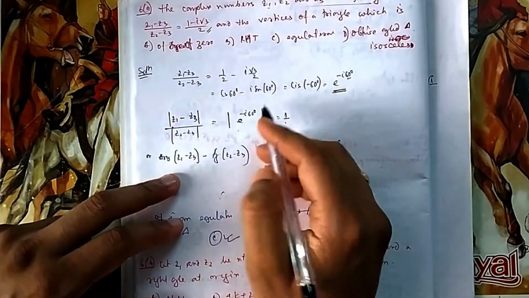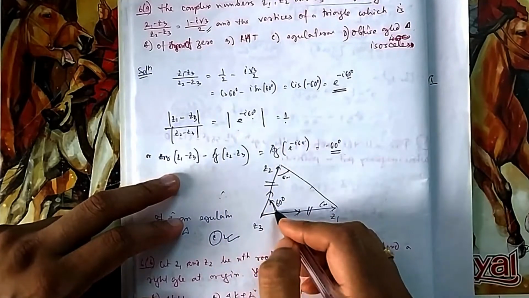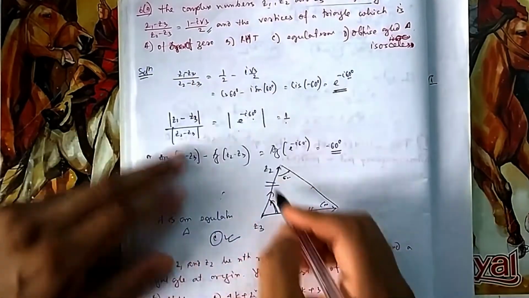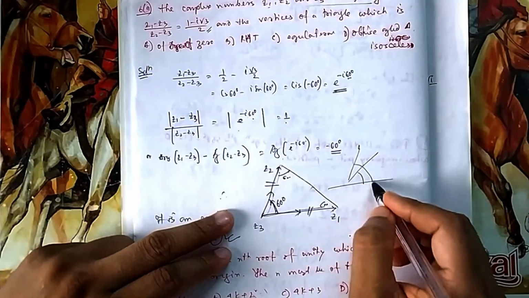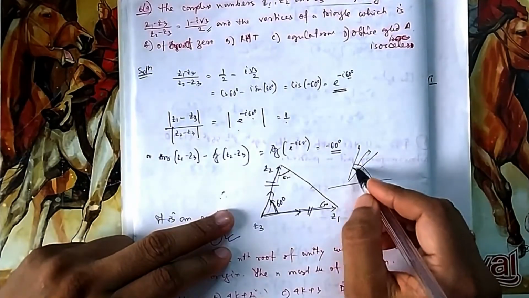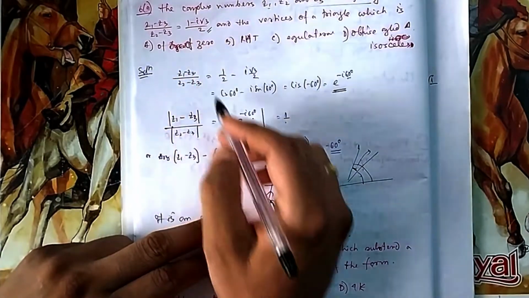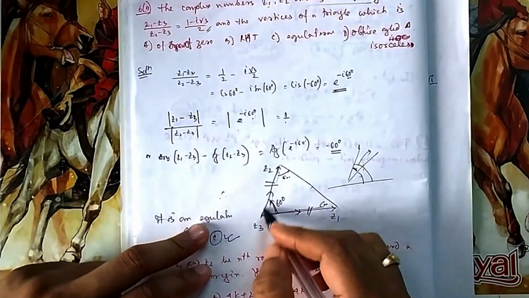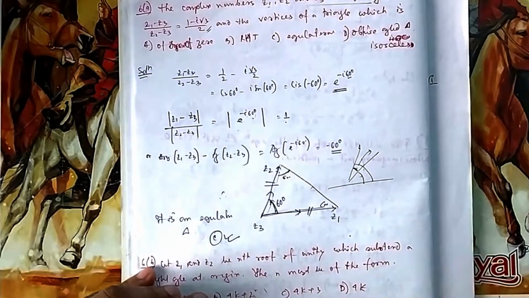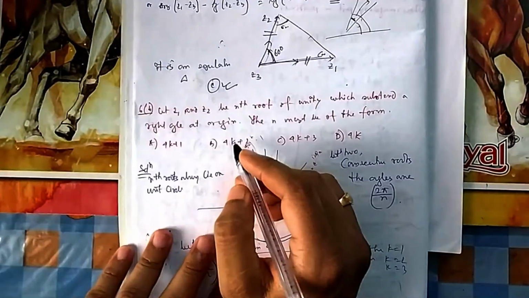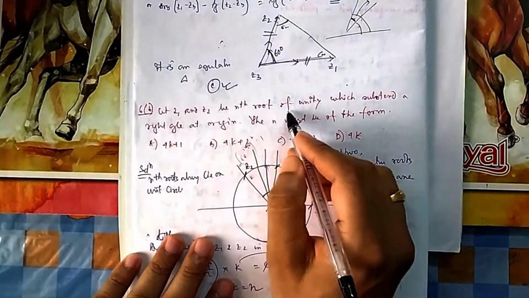And if you see the arguments, the angle between these two is 60 degrees, the difference between their angles. So if this is theta 1 and this is theta 2, the difference between these two is already given by this, which is 60 degrees. So these two sides are equal and the angle between them is 60 degrees, so obviously it is forming an equilateral triangle.